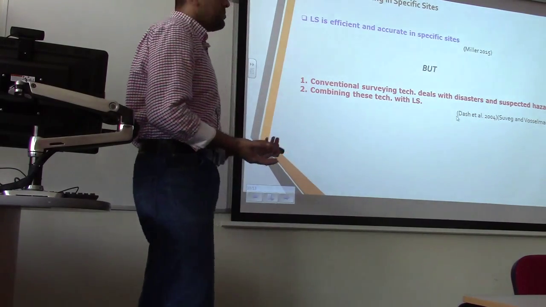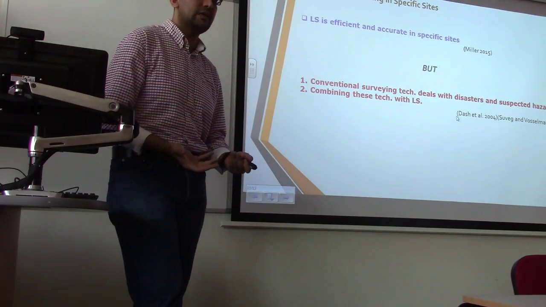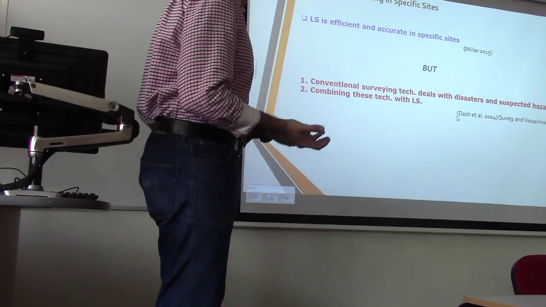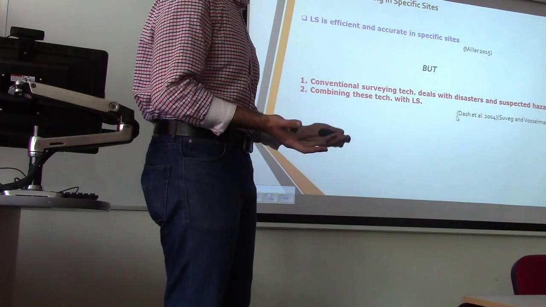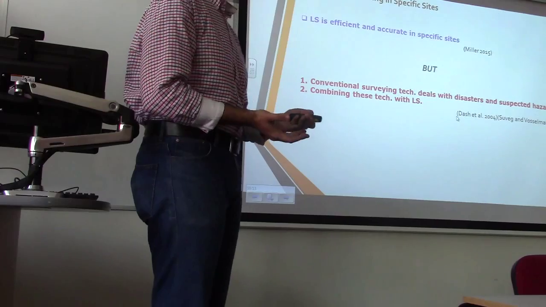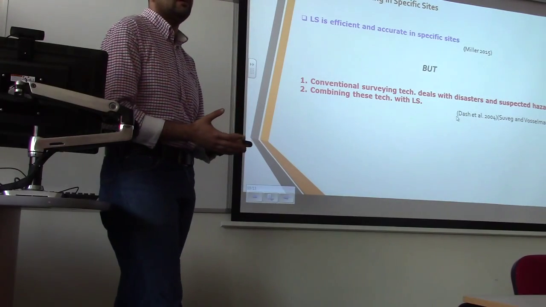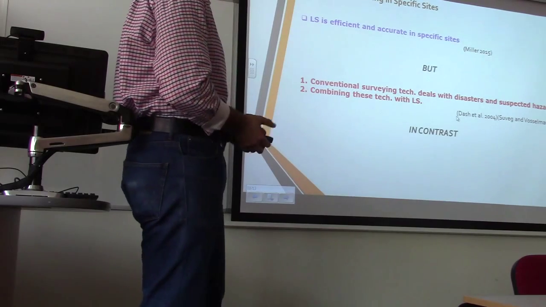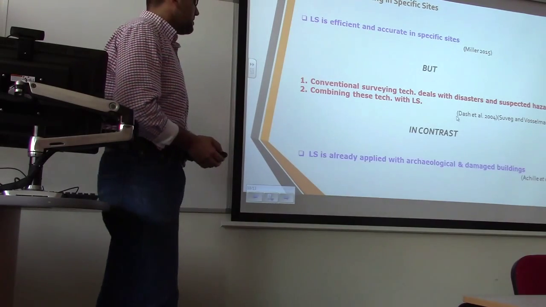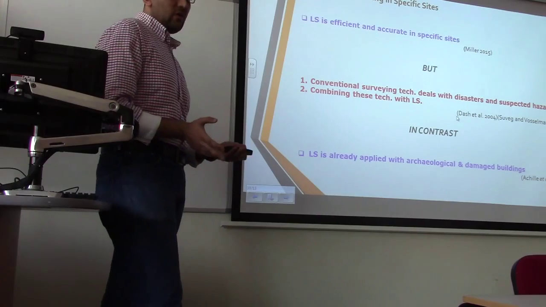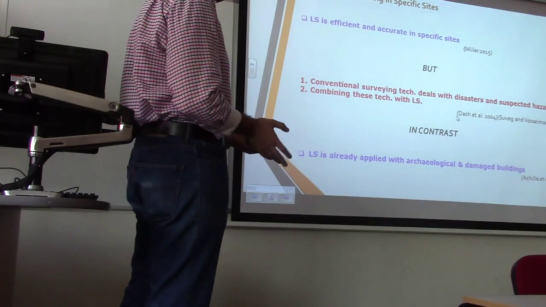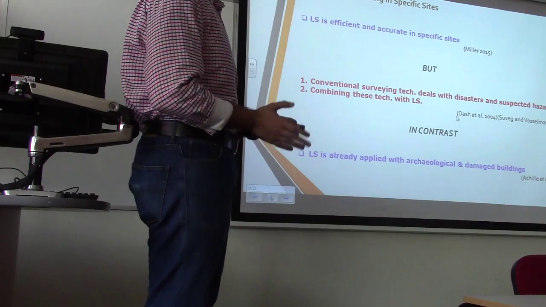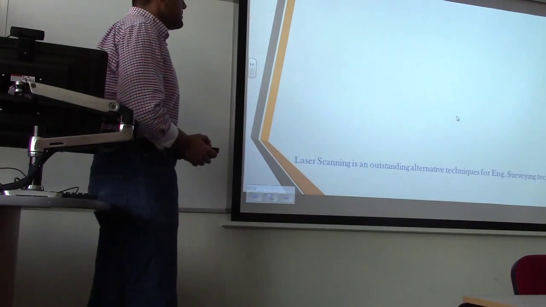Also, there are many types of conventional surveying techniques that cover disaster places and suspected hazards through simulation scenes, which help engineers deal with these hazards. In contrast, laser scanning already exists for use with archaeological buildings and damaged buildings.